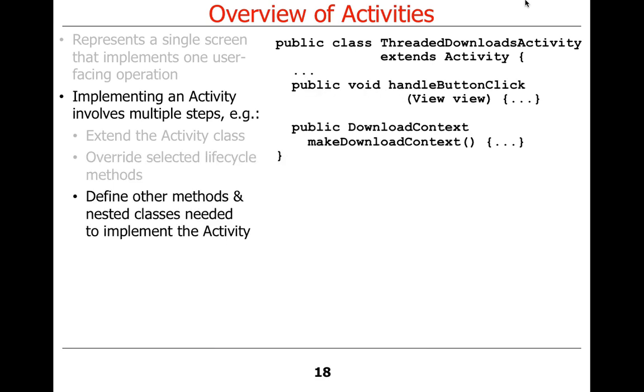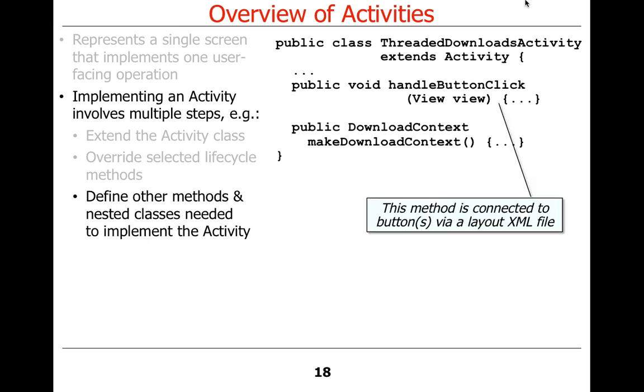You also have to implement other methods and or nested classes to actually provide the application logic or the business logic of your activity. For example, for the threaded downloads activity, we have a method called handle button click. That's an example of a method that is connected to a layout via an XML file. When you press a button on the screen, this method gets called back in your activity, and it does stuff. In your other application you're working on for the maps activity, there are similar kinds of things that you would do there as well.